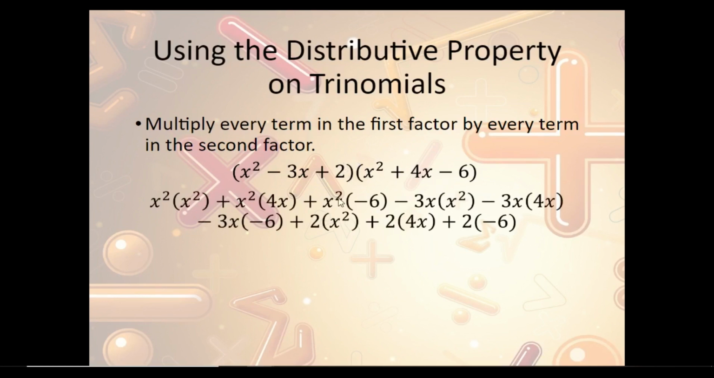And this looks like a lot of stuff, but once we combine like terms, it shouldn't be so bad. So we get x squared times x squared is x to the 4th. We get x squared times 4x is 4x cubed.